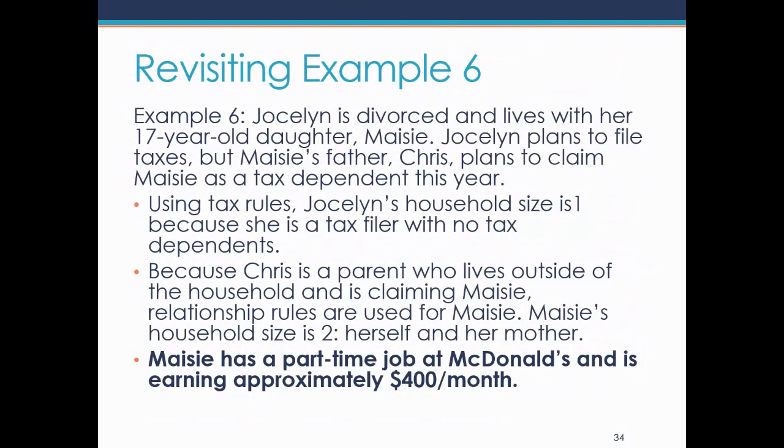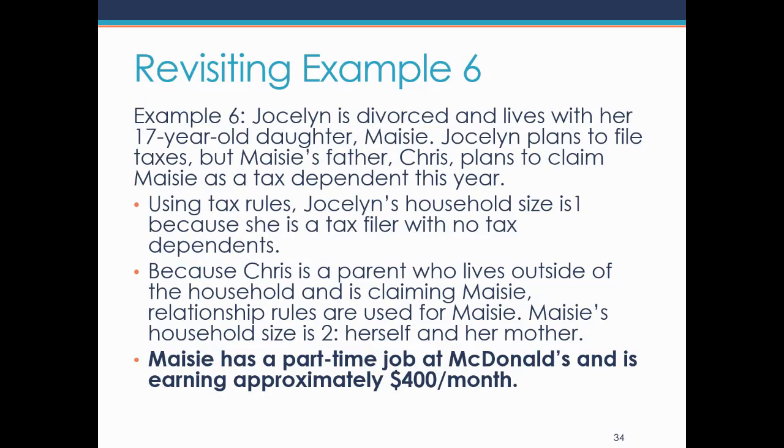So let's talk about this in the context of an example. We're going to go back to example 6, which was Jocelyn is divorced and lives with her 17-year-old daughter, Macy. Jocelyn plans to file taxes, but Macy's father, Chris, who doesn't live in the home, plans to claim Macy as a tax dependent this year. Using tax rules, Jocelyn's household size was 1 because she was a tax filer with no tax dependents. And because Chris was a parent who lived outside of the household and was claiming Macy, relationship rules are used for Macy. Macy's household size is 2, herself and her mother.